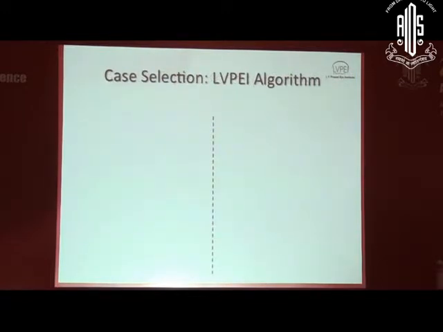Now, I'll go over this a little slowly. How do you select a case that is suitable for a Boston type 1 keratoprosthesis? We refer to this as the LVPEI algorithm, and this is what we follow in selecting our cases and deciding which patient gets what kind of surgery.